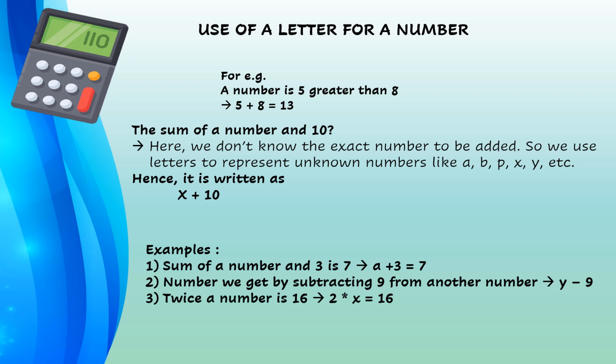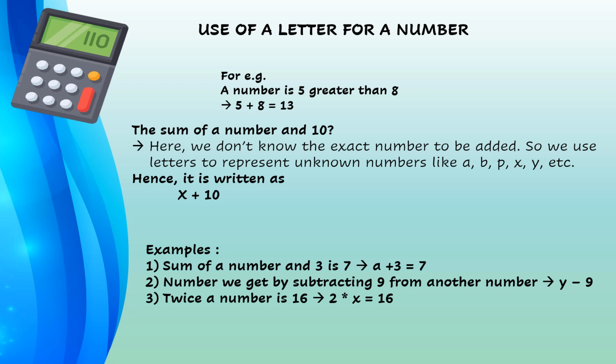The number we get by subtracting 9 from another number. Subtracting means minus. 9 from another number. From means the number will come first. But I don't know what the number is, so I'll write y minus 9. Always remember, when the statement is like this, with from a number given and the number missing, the missing number in variable form will come first, and the number already given in the question, before from, you will write second.